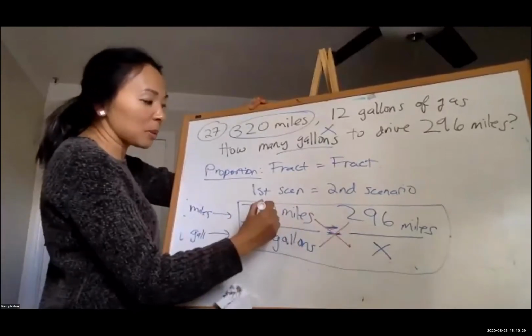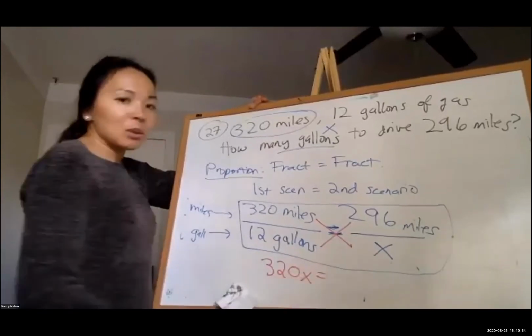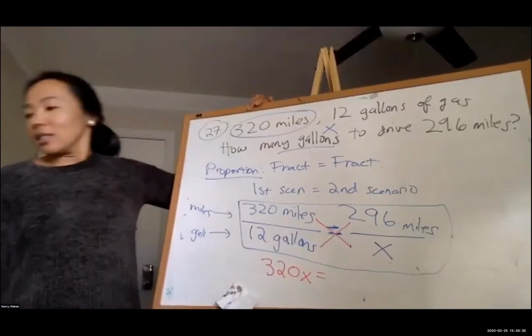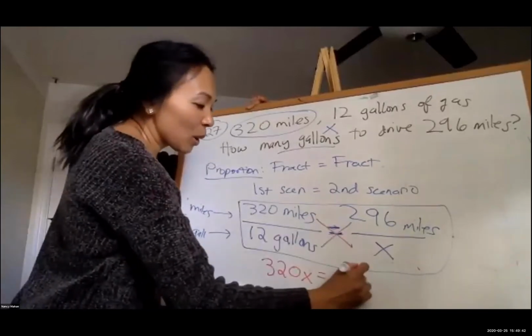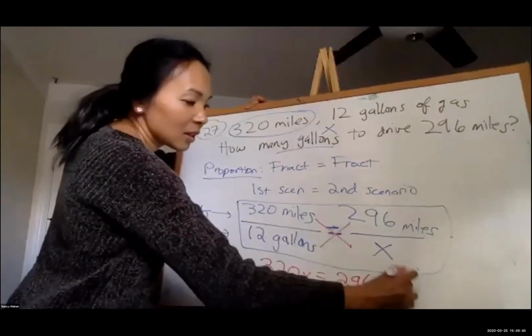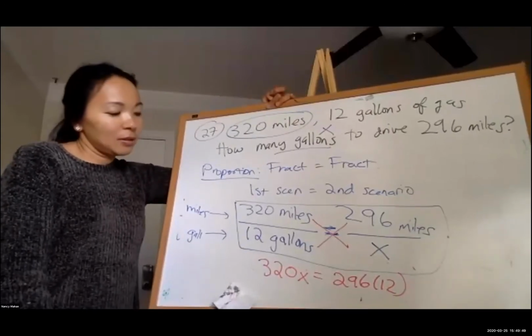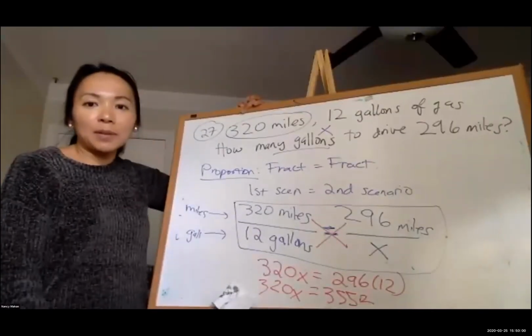So when I cross multiply, 320 times X gives me 320X, which is equal to 296 times 12. Does anyone have a calculator? What's 296 times 12? I got 3552. Okay, great, thank you, Marco. So 320X is equal to 3552.